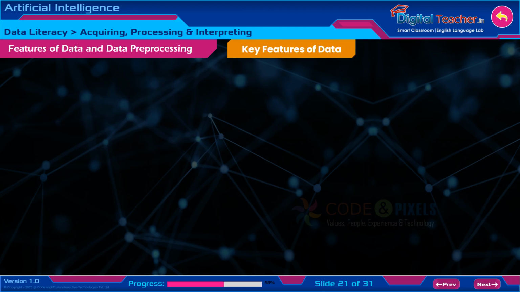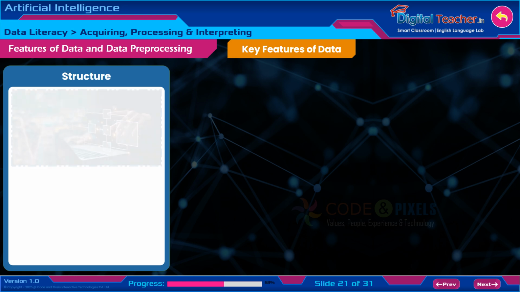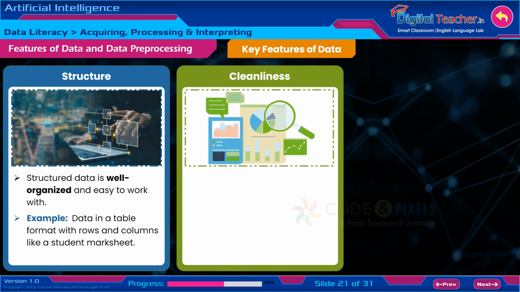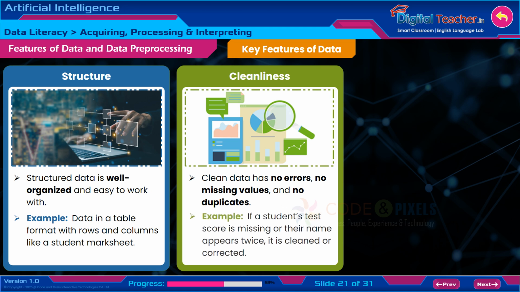Key features of data. Structure. Structured data is well organized and easy to work with. Example. Data in a table format with rows and columns, like a student mark sheet. Cleanliness. Clean data has no errors, no missing values, and no duplicates. Example. If a student's test score is missing or their name appears twice, it is cleaned or corrected.